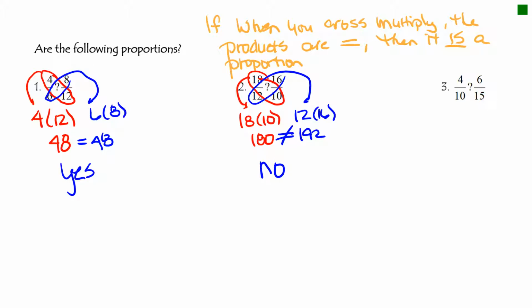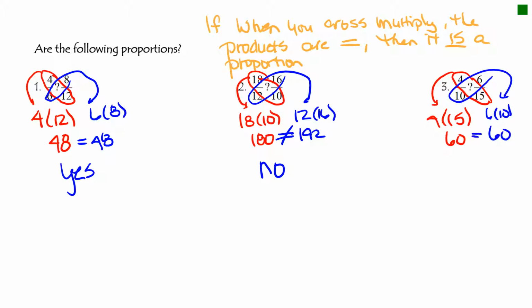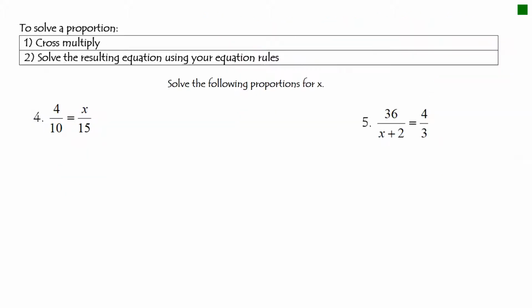All right, over here, I'm going to multiply 4 times 15, which is 60. And I'm going to multiply 6 times 10, which is 60. They are equal. Therefore, yes, that is a proportion. A proportion is defined as two equal ratios, which are fractions.